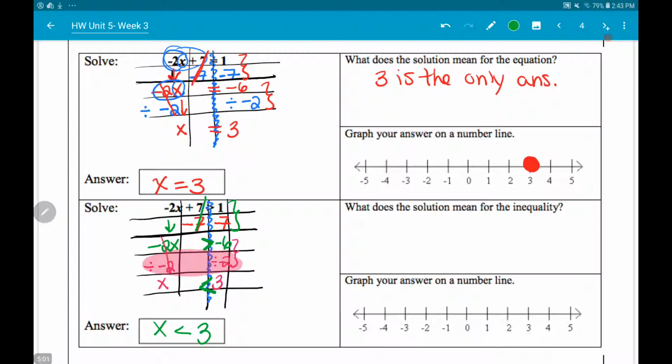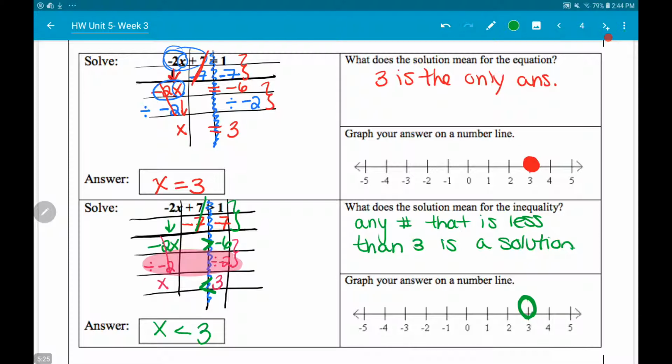So that means any number that is less than 3 is a solution. All right, so now let's graph it. It is a less than, so I'm not saying the word equal to, so it's not closed. So I'm going to draw an open circle, and less than means I'm going to shade my smaller numbers, and in this case, my smaller numbers are to the left. So it is going to look like this.